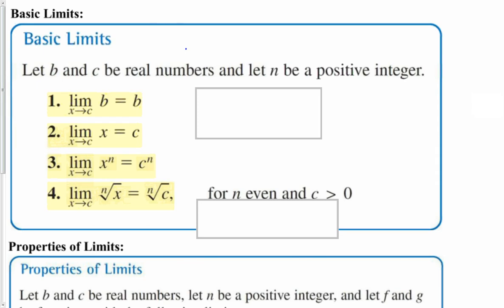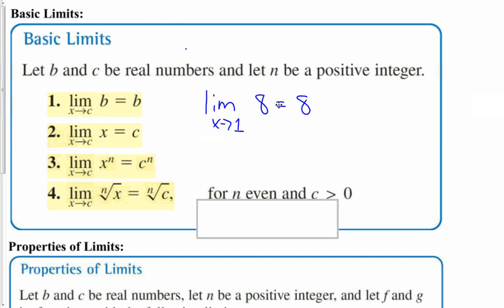Now, moving to real basic plugins, okay? Basic limits are when, given the situation, the limit of b as x goes to c, right? So for those who are like, wait, what? This is the same as saying, what's the limit of 8 as x goes to 3? Well, there's no x in the equation, so it's still 8. This is an example. Limit of 8 as x goes to 1. Well, there's no x, so it's just going to equal 8, right? And again, a little note, n is a positive integer, b and c are just real numbers.